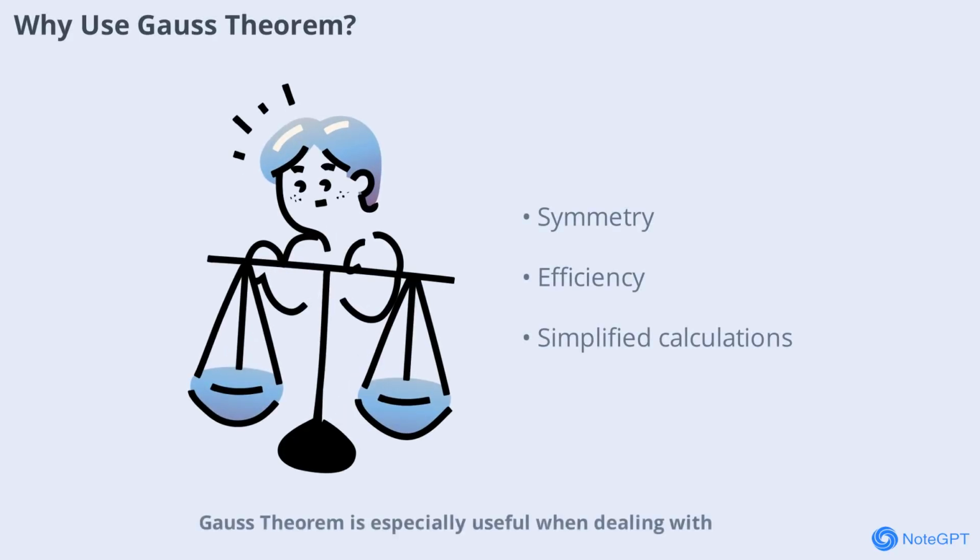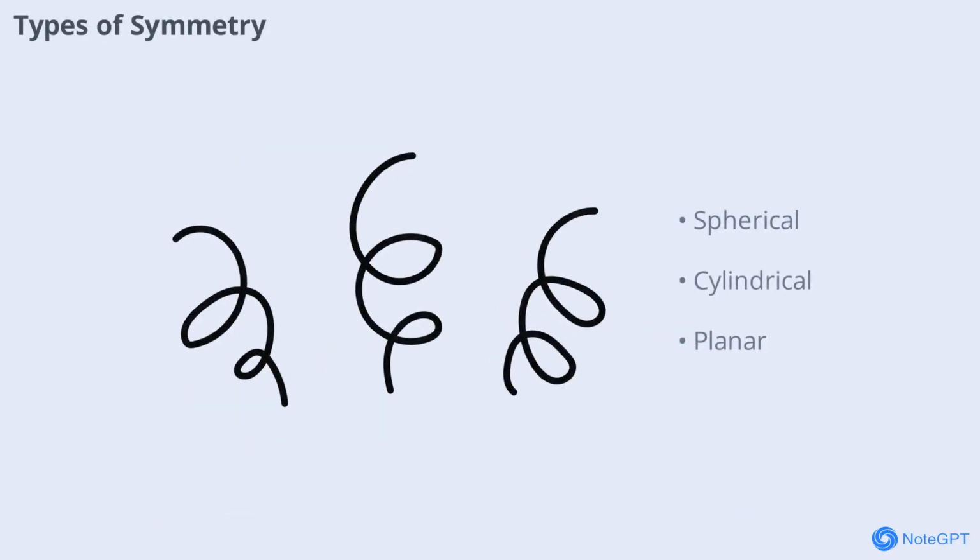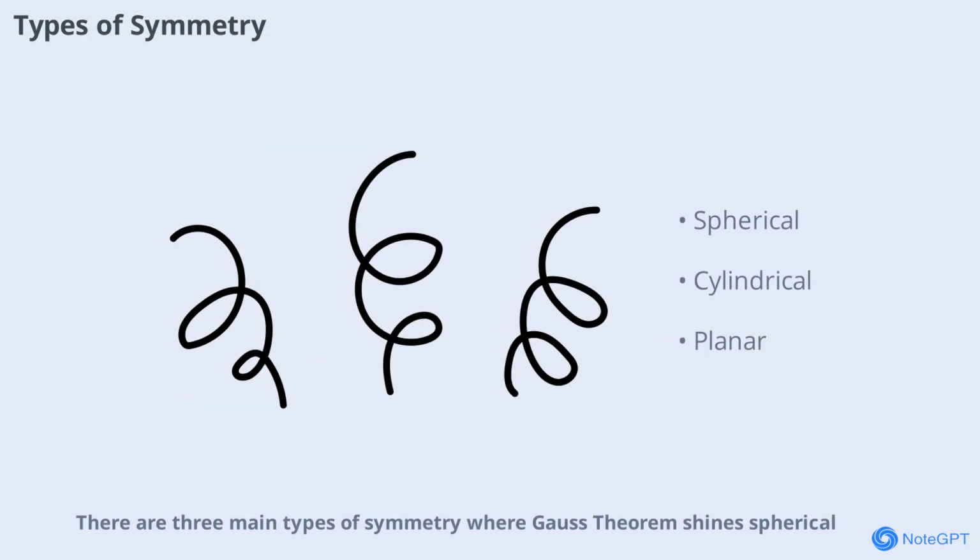Gauss' theorem is especially useful when dealing with problems that have a high degree of symmetry, such as spheres, cylinders, or planes. It allows us to bypass complex calculations and arrive at solutions more efficiently. This makes it a favorite tool among physicists and engineers alike. There are three main types of symmetry where Gauss' theorem shines: spherical, cylindrical, and planar. Each type allows us to choose a surface that matches the symmetry of the problem, making calculations straightforward and elegant.